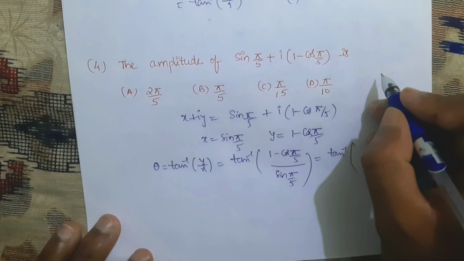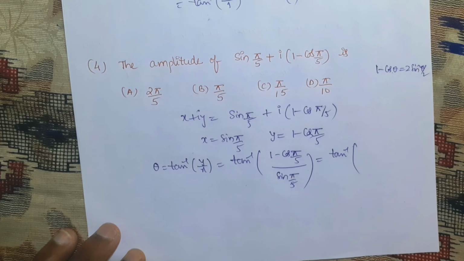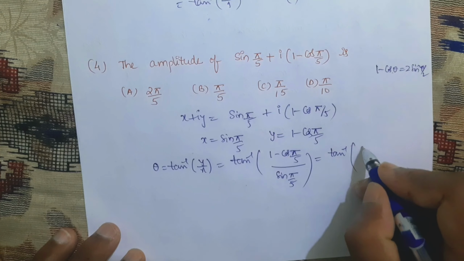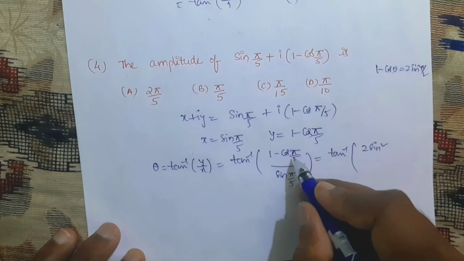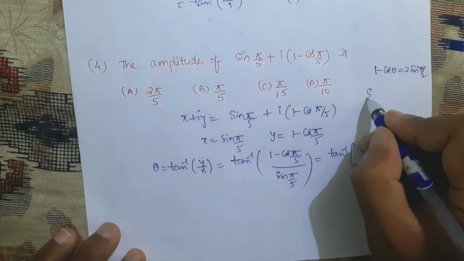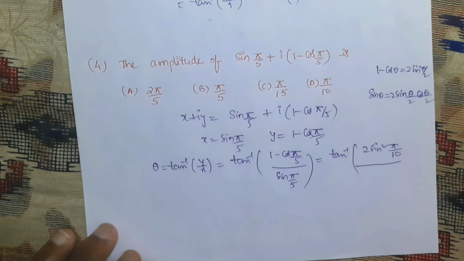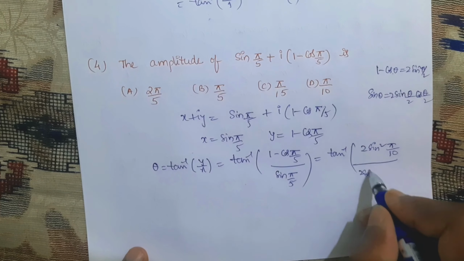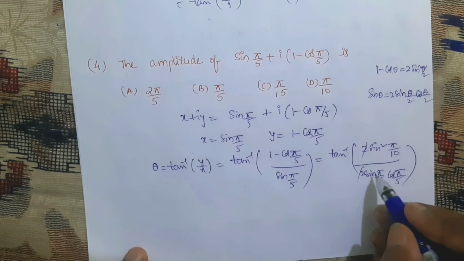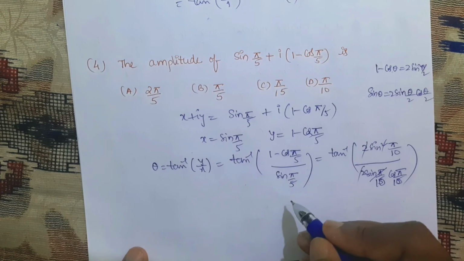1 minus cos pi by 5. See, we have trigonometric formulas. 1 minus cos theta is equal to 2 sine square theta by 2. That means it will become 2 sine square theta by 2, so pi by 5 by 2, nothing but pi by 10, divided by sine pi by 5. Sine theta we can write as 2 sine theta by 2 cos theta by 2, half angle formula. That means sine pi by 5 we can write as 2 sine pi by 10 into cos pi by 10. 2 and 2 cancel, 1 sine and square cancel. See, this is pi by 10. Why? Because theta by 2, pi by 5 by 2 is pi by 10.